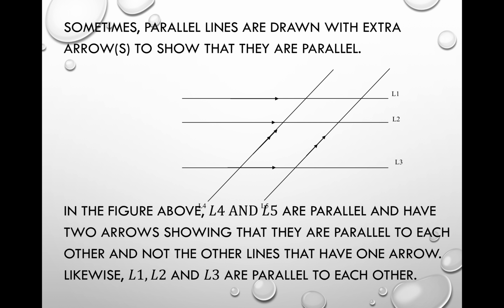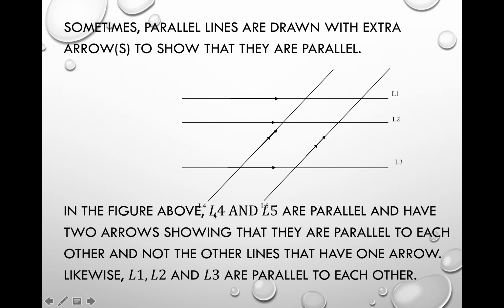Sometimes parallel lines are drawn with extra arrows to show that they are parallel. So if you see this little arrow and this little arrow, it lets me know that line L1 and L2 are parallel to each other. These two have two little arrows, letting me know that these two lines, line 4 and line 5, are parallel to each other. Actually, this arrow right here lets me know that 1, 2, and 3 are actually parallel to each other. I didn't notice this one at the beginning.